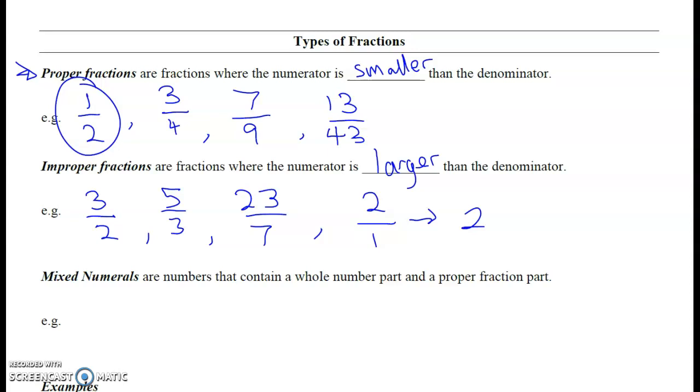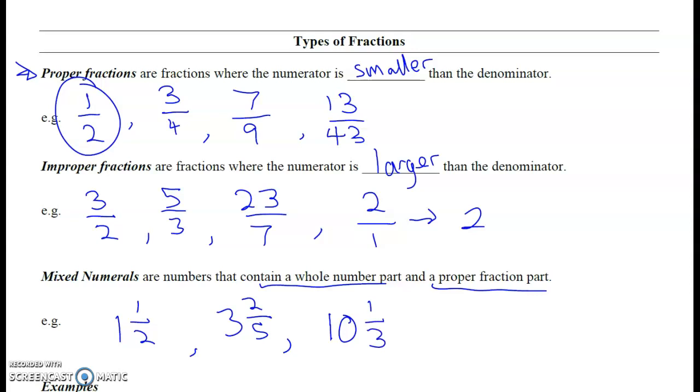Now, mixed numerals contain a whole number part and also a proper fraction part. So a mixed numeral, for example, would be 1 1/2. So you've got your whole number part at the start, followed by your fraction part. And notice it's a proper fraction, so the numerator is going to be smaller than the denominator. So 3 2/5, 10 1/3.